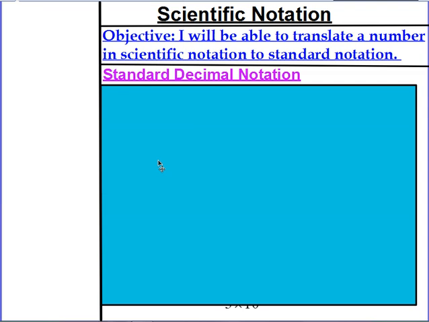Hello ladies and gentlemen, today we're going to be starting a new topic, and that new topic is called scientific notation. So make sure you write your objective down in your spiral. It says, I will be able to translate a number that is in scientific notation to standard notation.